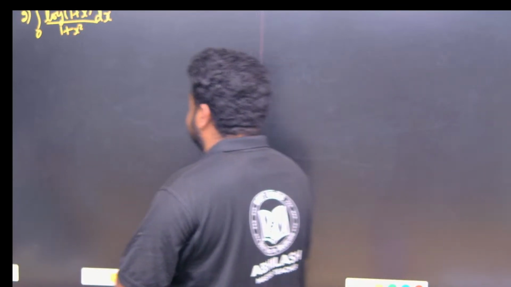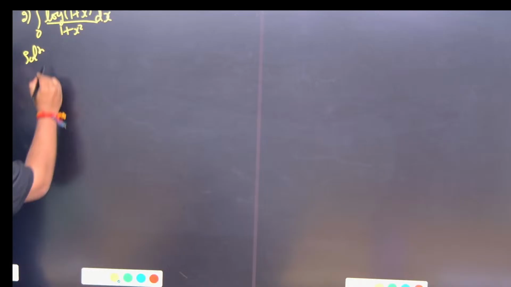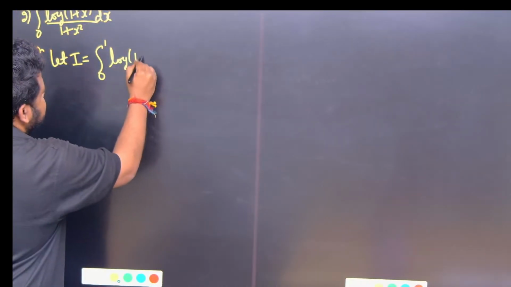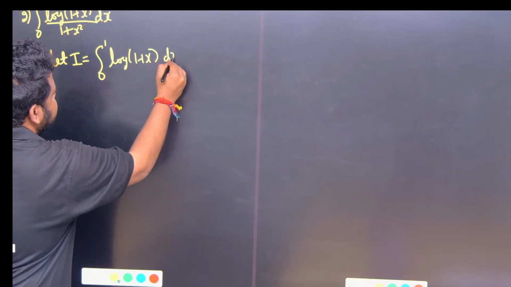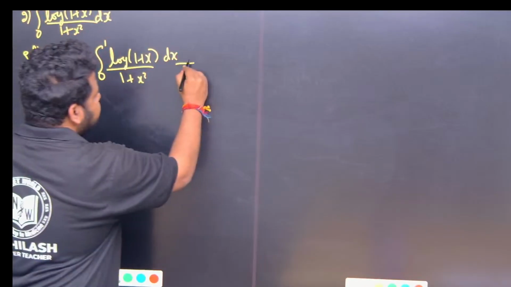Let us start with the question, friends. Here also we have to do the same thing. Solution, observe carefully. Let I be equal to the integral from 0 to 1 of log of 1 plus x dx divided by 1 plus x square. Let this be 1.